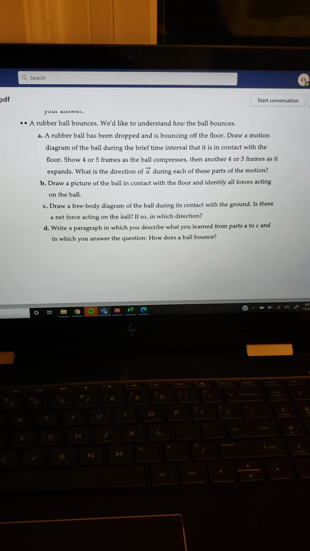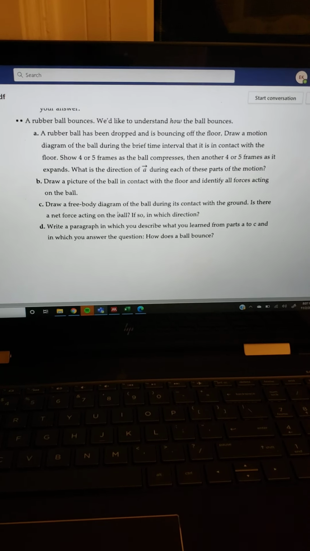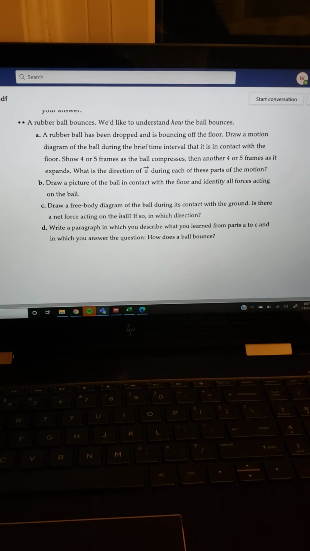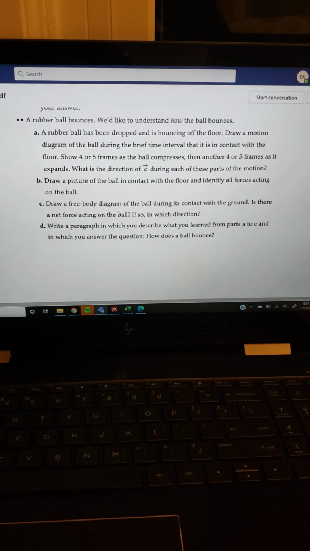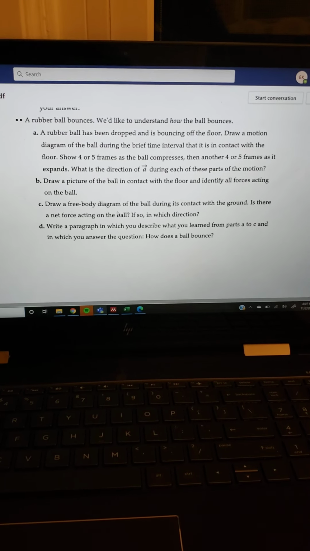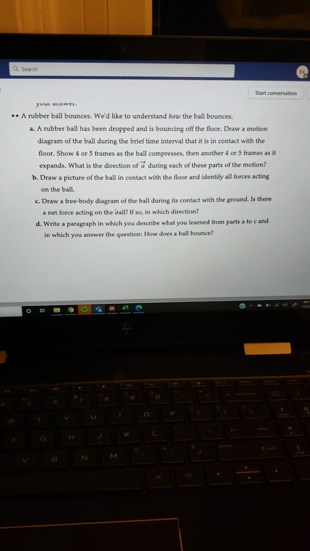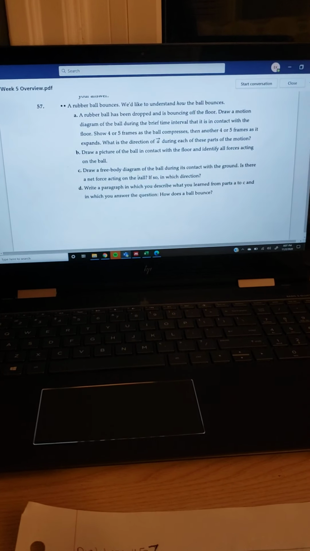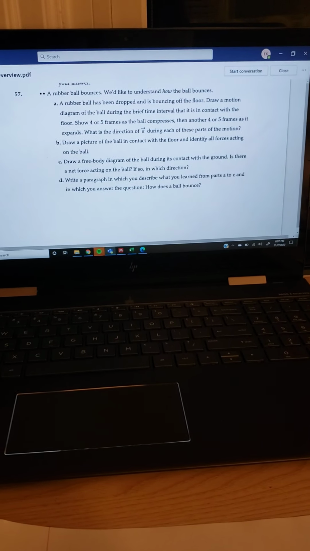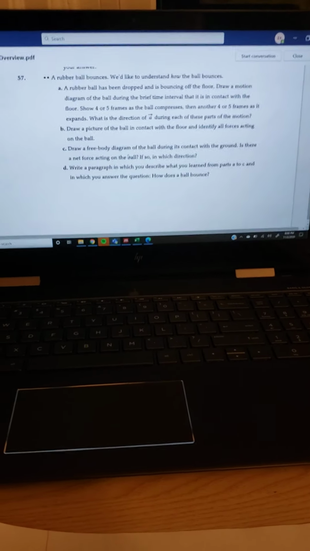Part B, they want us to draw a picture of the ball in contact with the floor and identify all the forces acting on the ball. Part C, we need to draw a free body diagram of the ball during its contact with the ground and identify any net forces acting on the ball and in what direction. And for D, they want us to write a paragraph describing what we learned from parts A to C. And we want to answer the question, how does a ball bounce? So the goal of this question is to understand how a ball bounces and what its acceleration is and the forces acting on it when it's touching the ground.